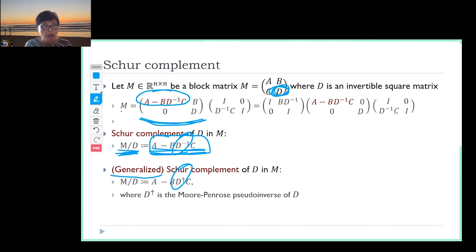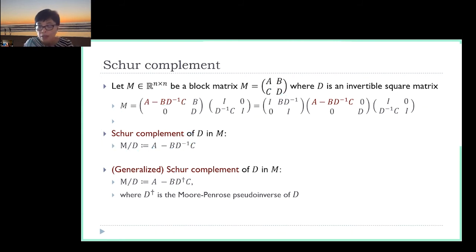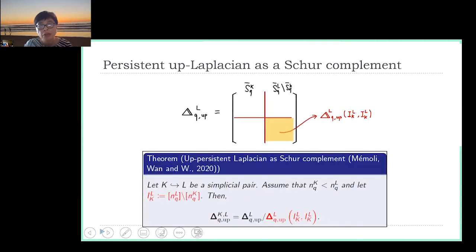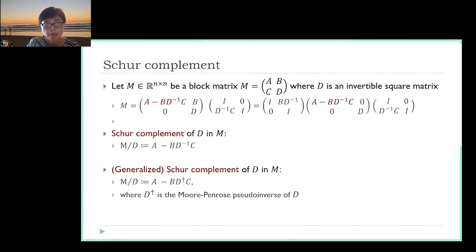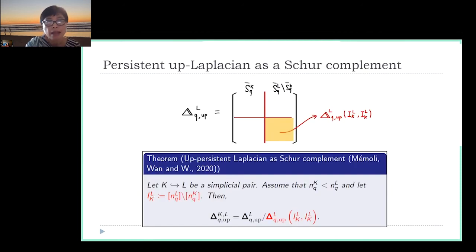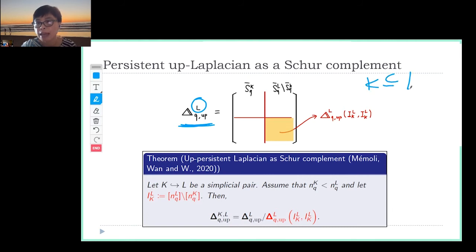Okay, all right. So why is this relevant for the persistent Laplacian? It turns out that we show that, let's say I start with the Laplace operator, the standard Laplace operator for the bigger complex L. Okay, so we have a pair of complexes K inside L. So we start with the Laplace operator for L.